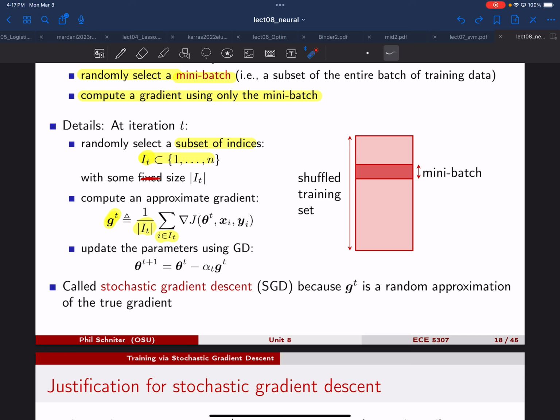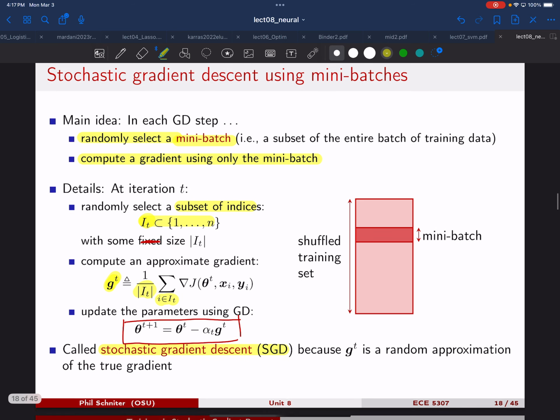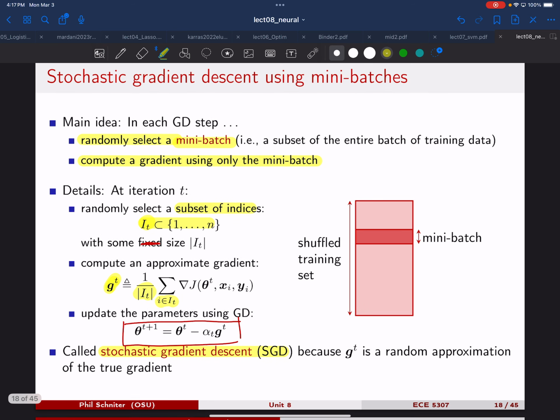And then finally, once we have that gradient approximation, we just do our regular gradient descent update like this using the gradient approximation. And this thing is called stochastic gradient descent. It's stochastic because it's random in the sense that the subsets are random. And so every time you run it, you don't really know what trajectory it's going to take because the gradients are random. Okay, so that's the idea behind stochastic gradient descent.